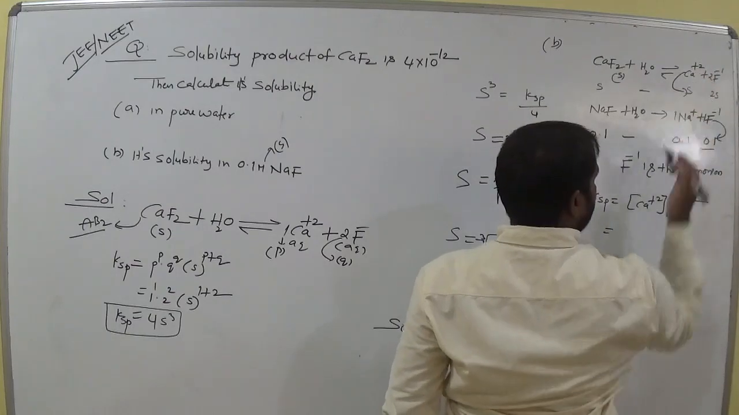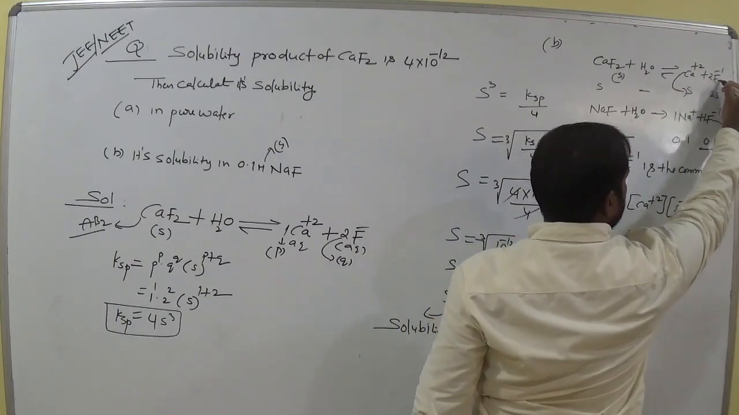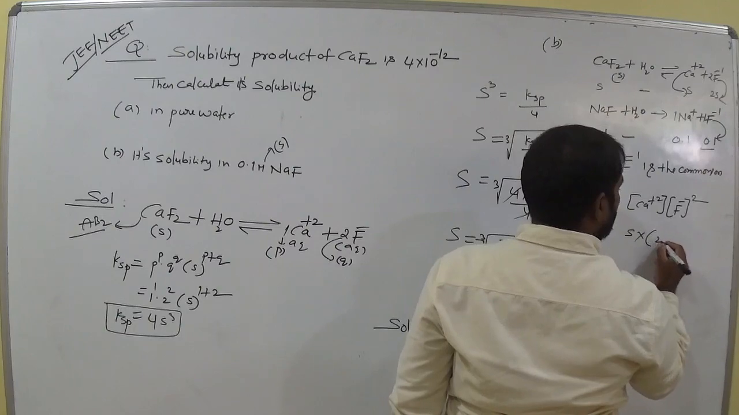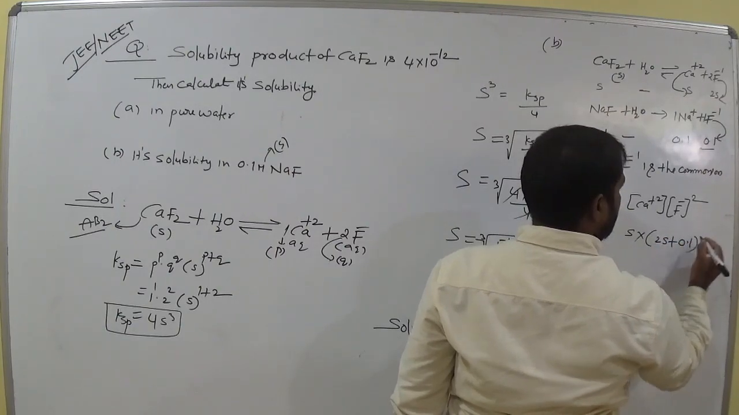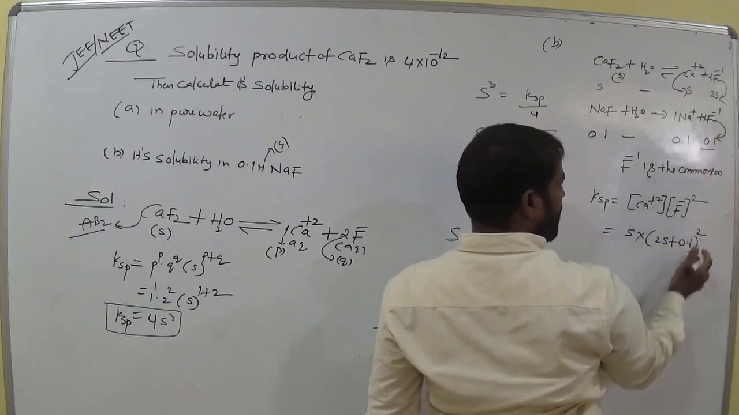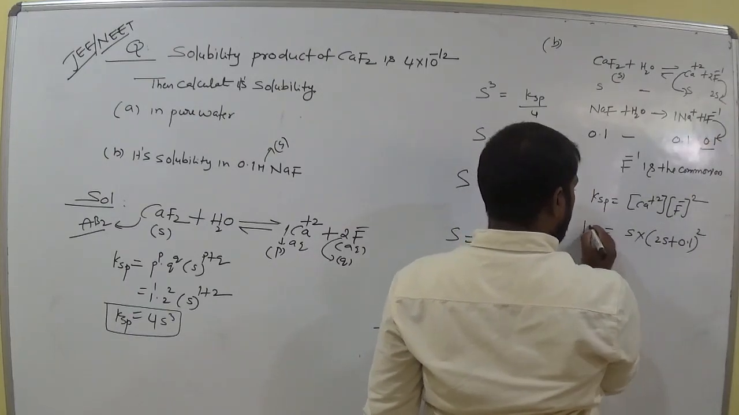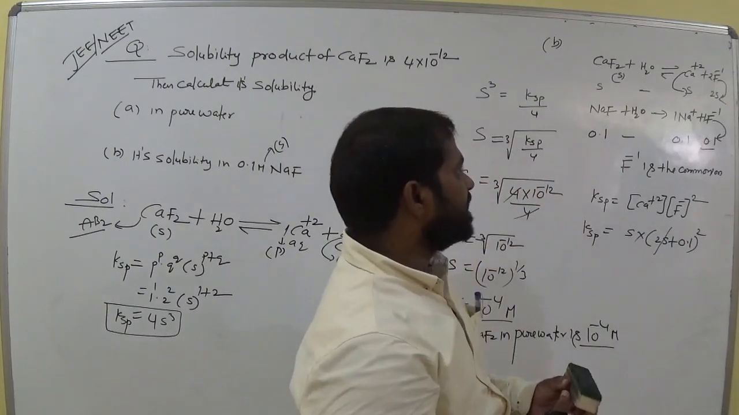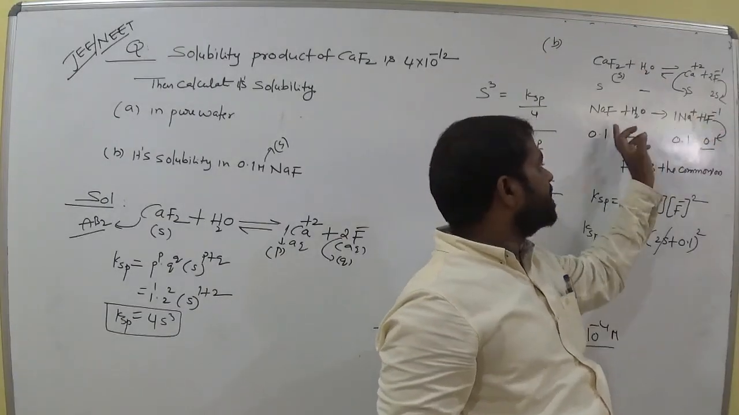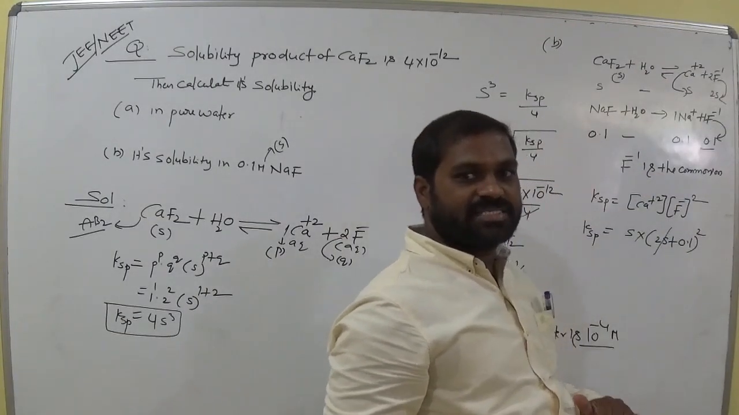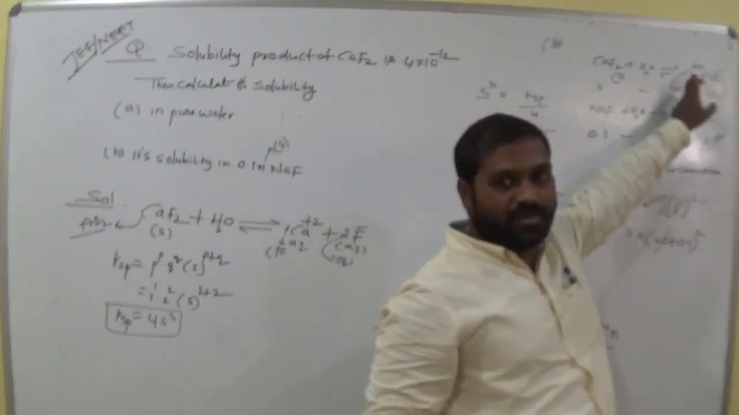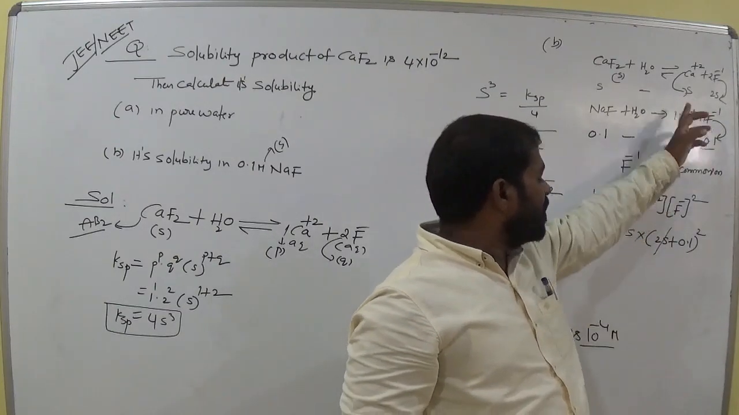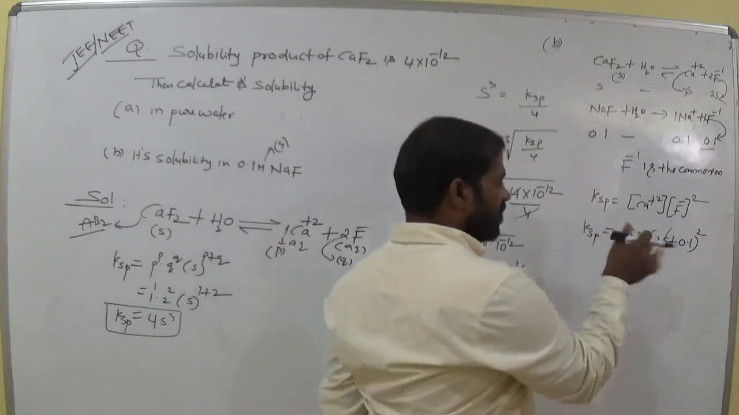What is the value of Ca2+? Ca2+ is S, am I right? S into, what about F minus? F minus is 2S plus 0.1, am I right? Add these two, 2S plus 0.1 whole square. We neglect the value 2S. Why? Because 2S is the solubility of CaF2. By adding this, the solubility decreases or not? Decreases. Due to the common ion effect, the solubility of CaF2 decreases. So when comparing with 0.1, 2S is negligible. Remember this point. Directly we can go for negligibility.